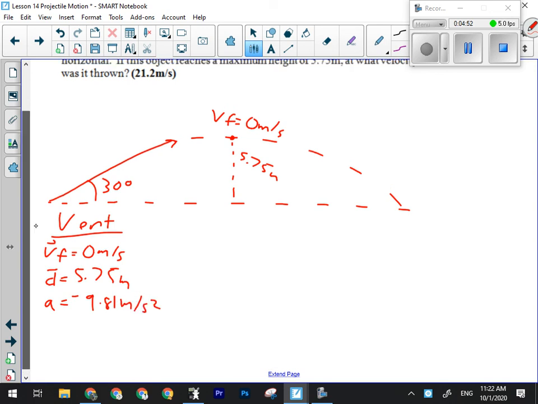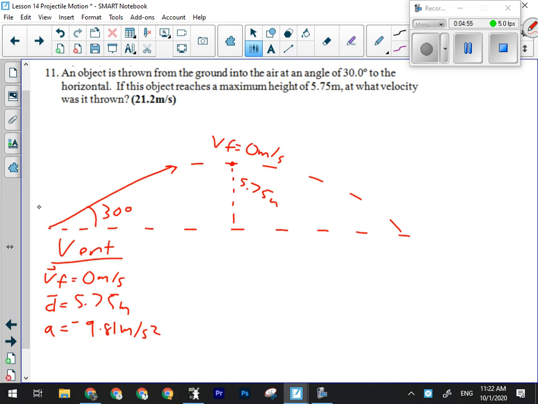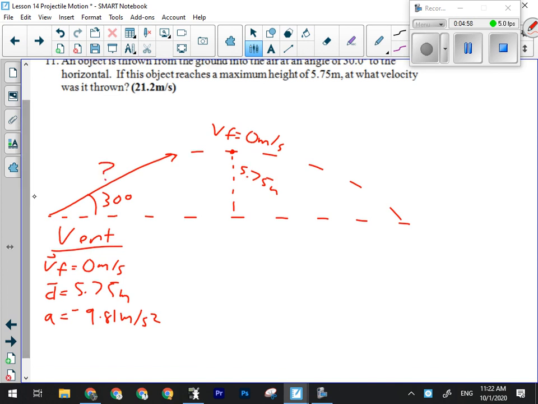We're looking for the velocity it was thrown at. With this information here, can I calculate VI? Yes, I can. This question actually doesn't have a lot of math in it, but really tests your understanding of the principles behind angled projectiles. Understanding VF is 0 at the maximum height, that VI is the opposite side of your projected velocities triangle, things like that. If you don't remember those things, then it's impossible to do this question.